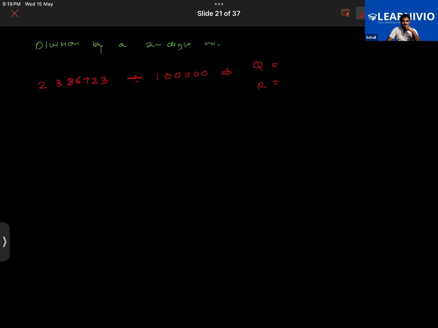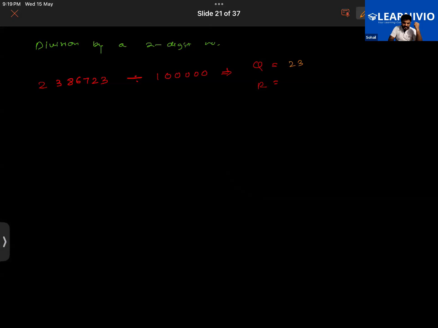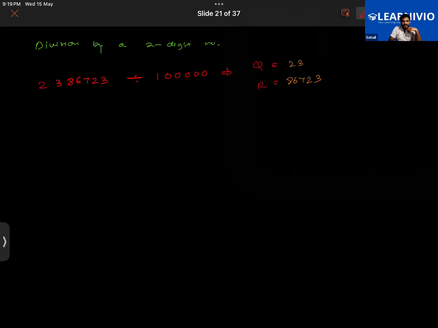86,723 is the remainder and 23 is the quotient. Very good, very good. Right, so 23 is the quotient and 86,723 is the remainder. Okay? Do you guys want to do one more question? Then we will continue with the division by a 2-digit number.